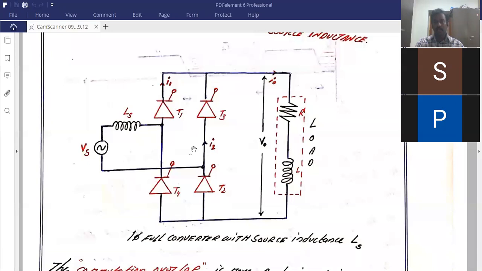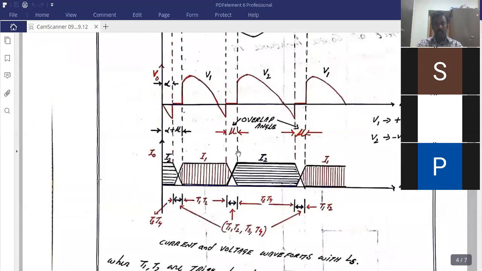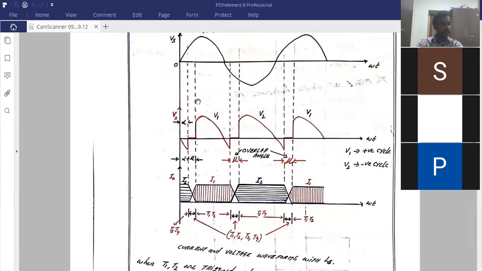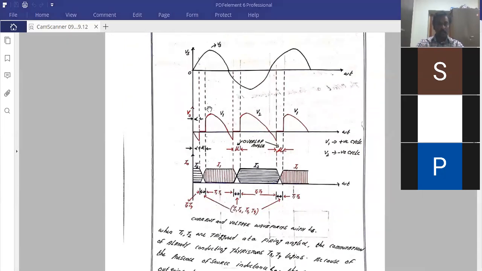If the circuit is completed, then someone may give the answer, so that I can move to the waveforms. Completed? Okay, so everyone has completed, I think. Okay, so simply copy these waveforms clearly. Is it visible clearly? Yes, sir.